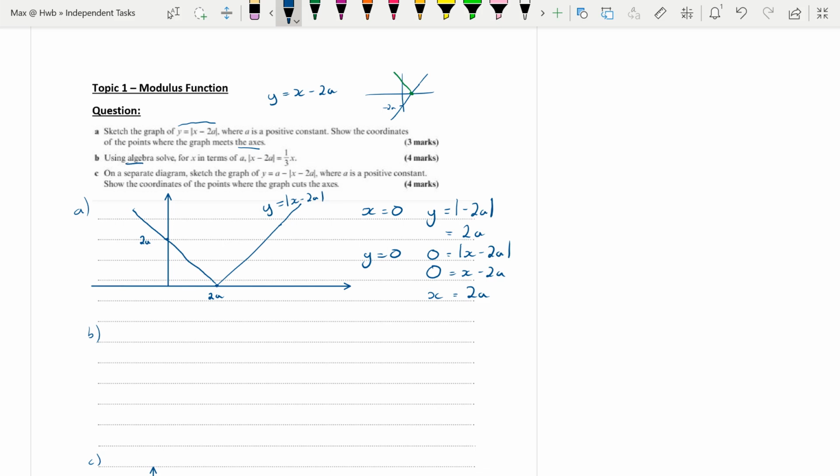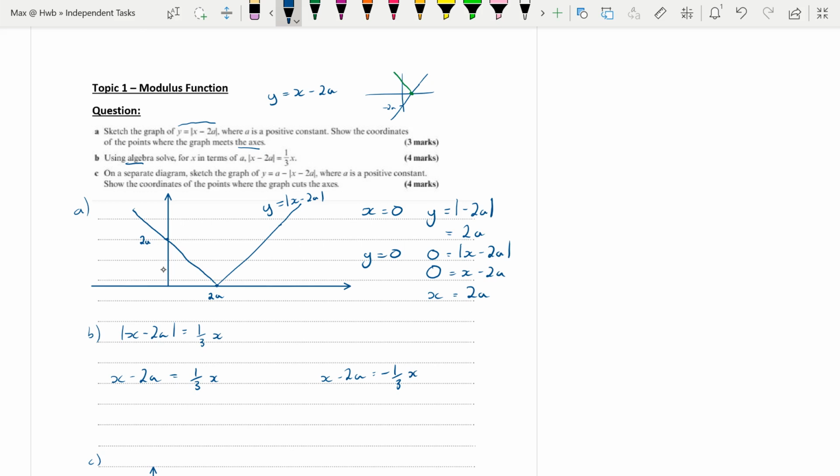Now it says use algebra, so I'm going to use my algebra to solve the following. So I've got the mod of x minus 2a equals a third of x. This is where we're going to use the positive and negative. So the first one I'm going to look at is x minus 2a equals the positive version, and then I'm going to look at the other version where I've got x minus 2a equals the negative version. Okay, and I'm going to solve these accordingly.